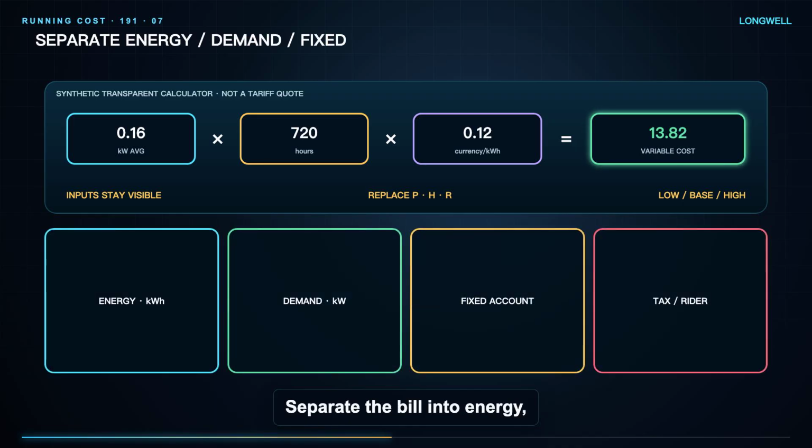Separate the bill into energy, demand, and fixed charges. Kilowatt-hour energy charges follow usage. Commercial demand charges may depend on coincident peak kilowatts during defined intervals. A fixed account charge often exists without the fan and should not be assigned entirely to one appliance.